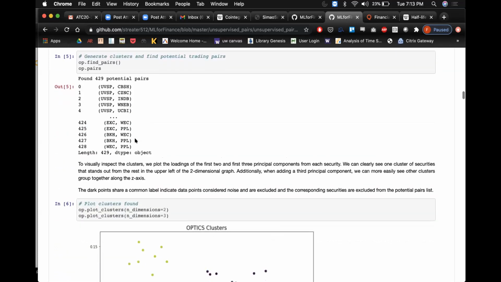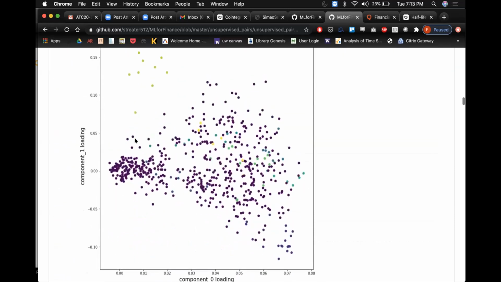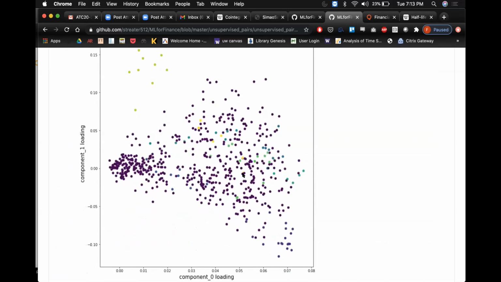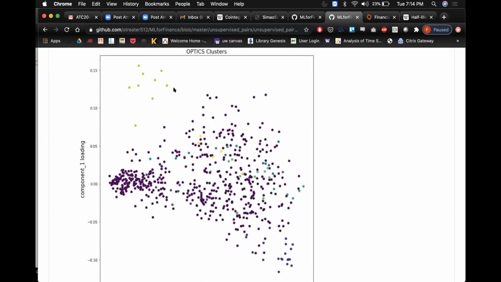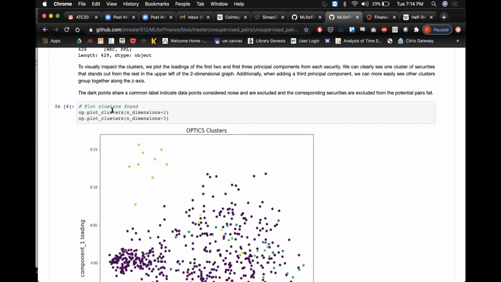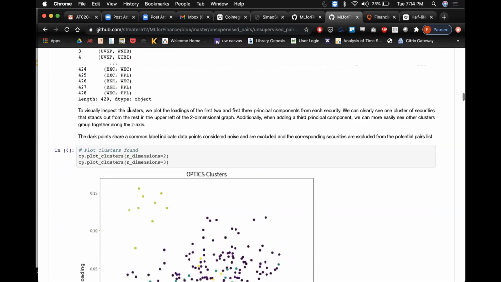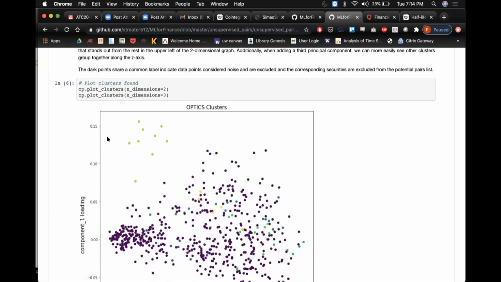So what we've done is, I'll move down here and visualize. This is just a scatter plot of the loadings of every security. Each of these dots is one security, showing the loadings on the first and second component. As we can see here, up in this upper left-hand corner, there seem to clearly be roughly 10 or so securities that have similar loadings on the first and second component. And what this find pairs function does is it says, okay, each of these 10 securities was given the same label by this OPTICS algorithm. Now let's find each combination of securities within this.